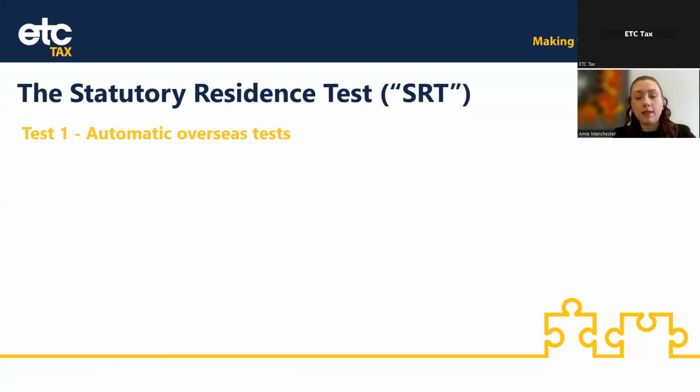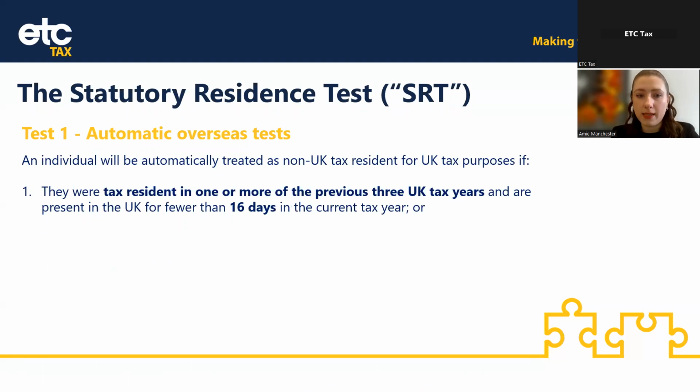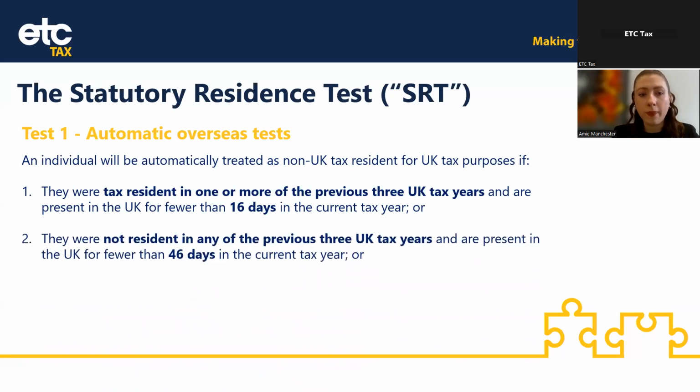So let's have a look at each of these tests in a bit more detail. So test one, we're looking at the automatic overseas tests. An individual will be automatically treated as non-UK tax resident for UK tax purposes if they were a tax resident in one or more of the previous 3 UK tax years and are present in the UK for fewer than 16 days in that current tax year. Or they were a non-resident in the UK in any of the previous 3 UK tax years, and they are present in the UK for fewer than 46 days in the current tax year.